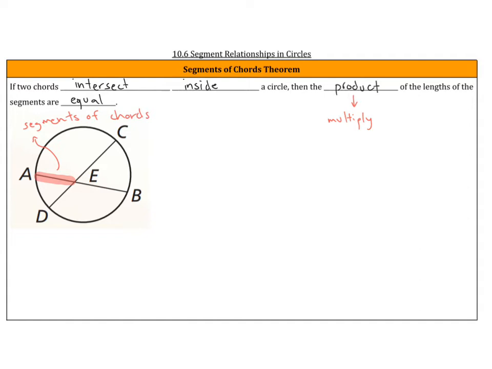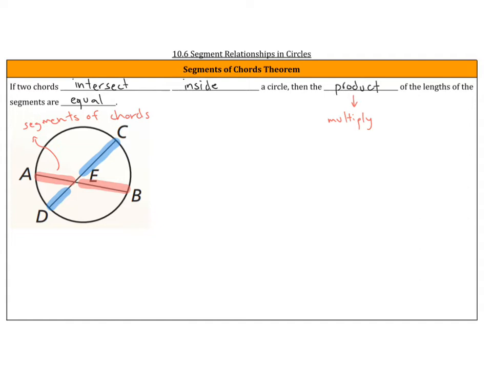So if you wanted to take a quick count of how many segments of chords we have, AE, we also have EB, and then on the other chord I have DE, and I have EC. So we have a total of 4 segments of chords in this picture.